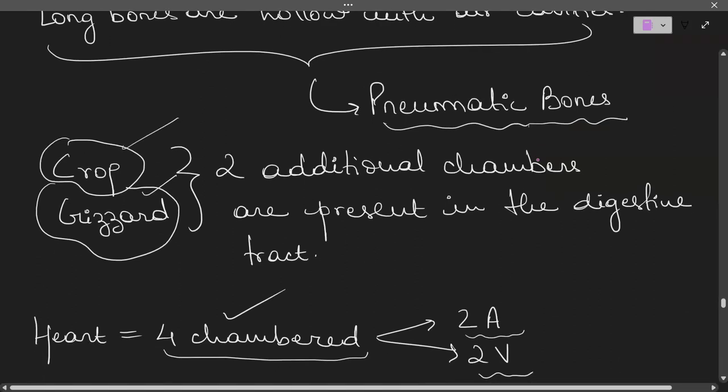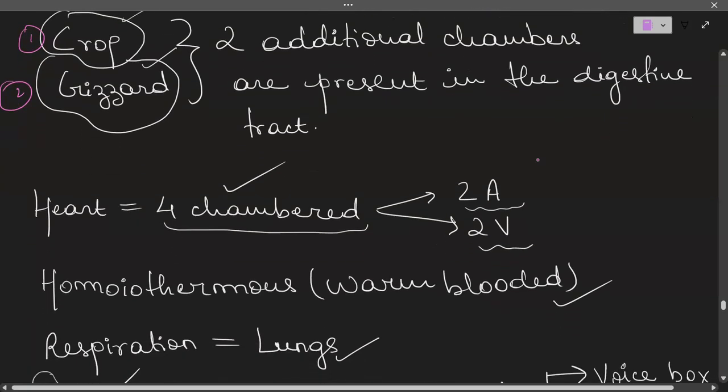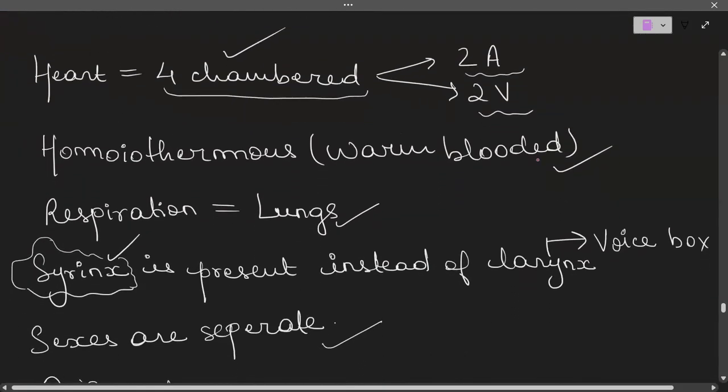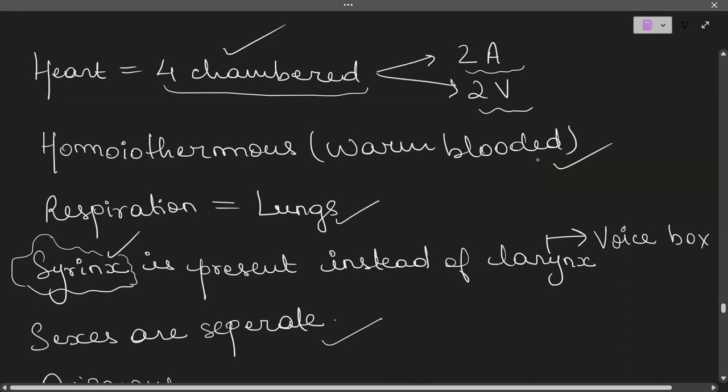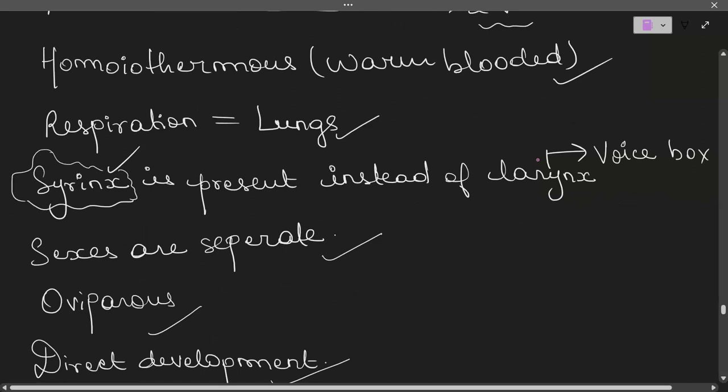Now, in their digestive system, there are two additional chambers. One is known as the crop, the other is the gizzard. These are for better digestion. The heart is four chambered, two auricles and two ventricles. They are homeothermous, meaning they are warm blooded. They can regulate their body temperature. The respiration happens with the help of lungs.